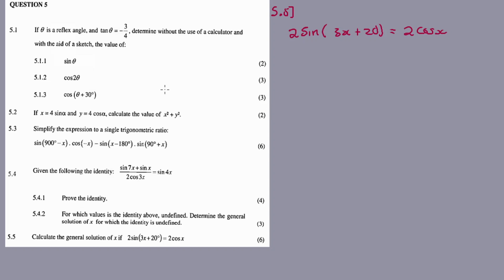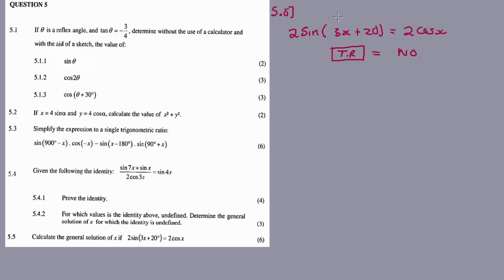Okay, let's see. To calculate the general solution of x if 2 sine (3x plus 20 degrees) is equal to 2 cos x. The general rule is that when you solve a general solution, you need to have only one trig ratio. The trig ratio must be equal to a number.